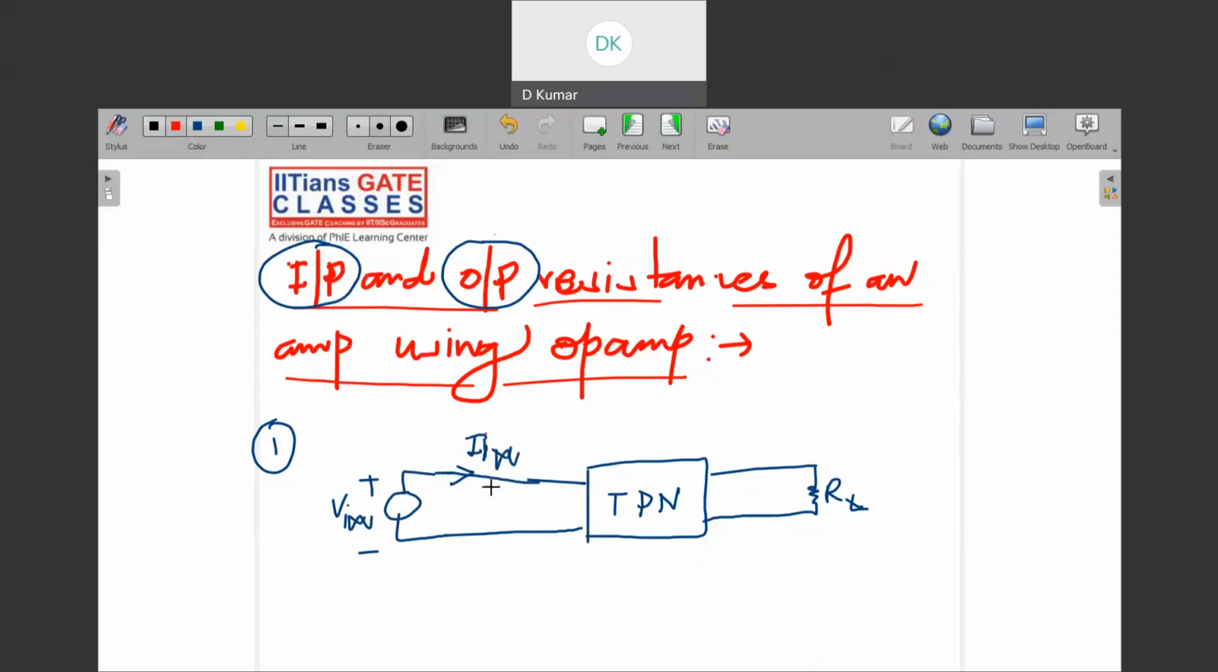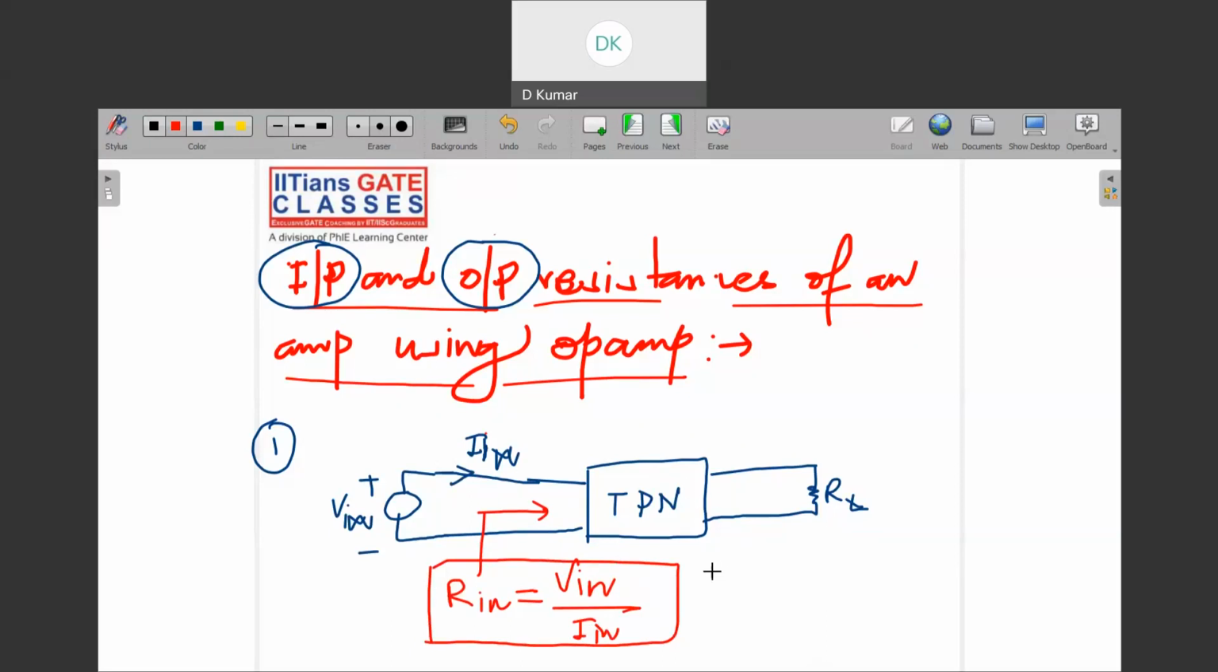So if you are looking from the input port, you will find the ratio of the voltage and the current, V in by I in. V in by I in gives you the input resistance of any kind of amplifier, because an amplifier has different ports: the input port where the input is applied, the output port where the output is taken, and the power port where the power supplies are given to power up the amplifier. So this is how we determine the input resistance.